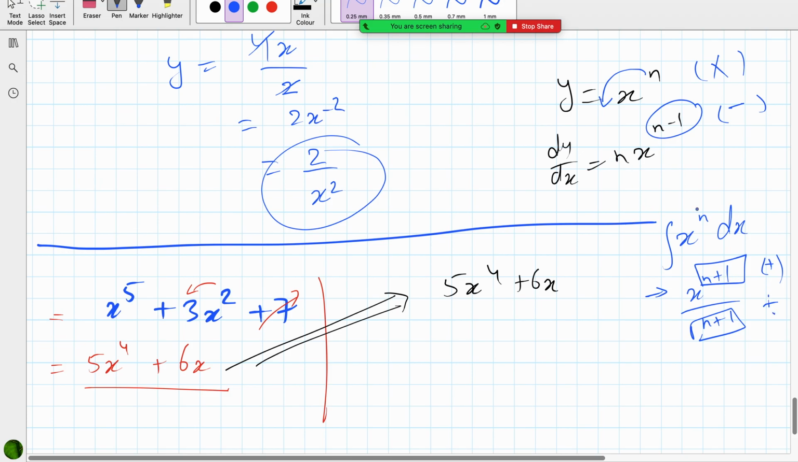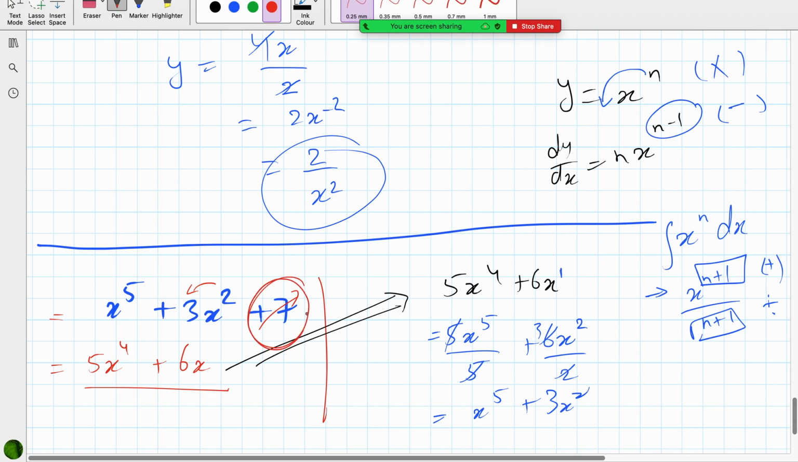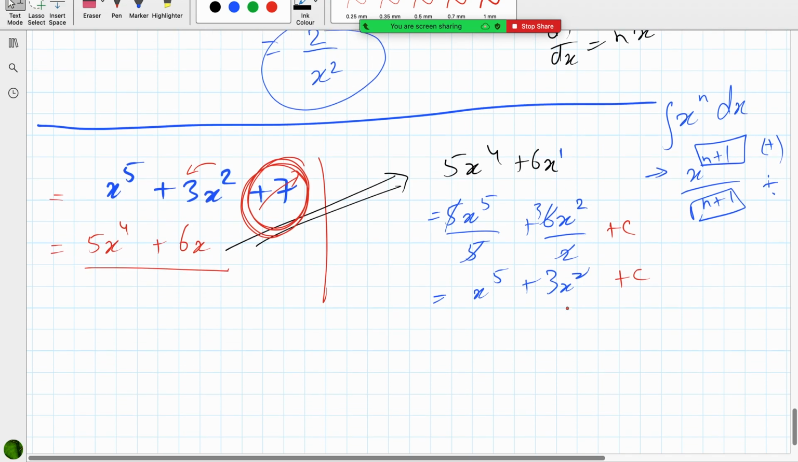Reverse of that, so I'm going to add 1 to the power. So 4 plus 1 is 5, and divide with the new power, plus 6x. This is already power 1. 1 plus 1 is 2, and divide with the new power. So this should become x^5 plus 3x square. And don't forget, when we differentiated, the constant disappeared. So now we will add plus c to it, because there should be some constant which was there before this.